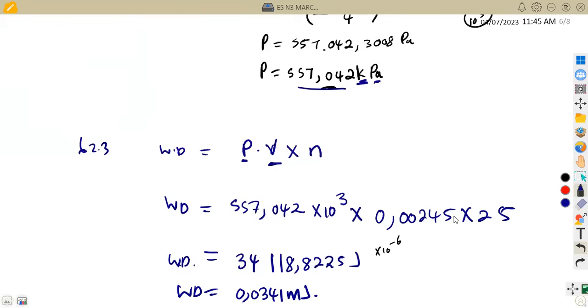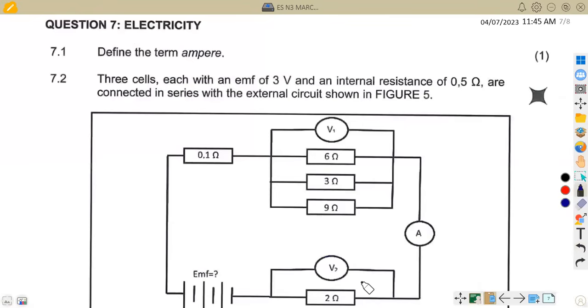All right. So that was question 6.23, marking actually the last part on hydraulics of this question. So that's what we had. Let's check the other part of the question, which is question 7, where we are given electricity.